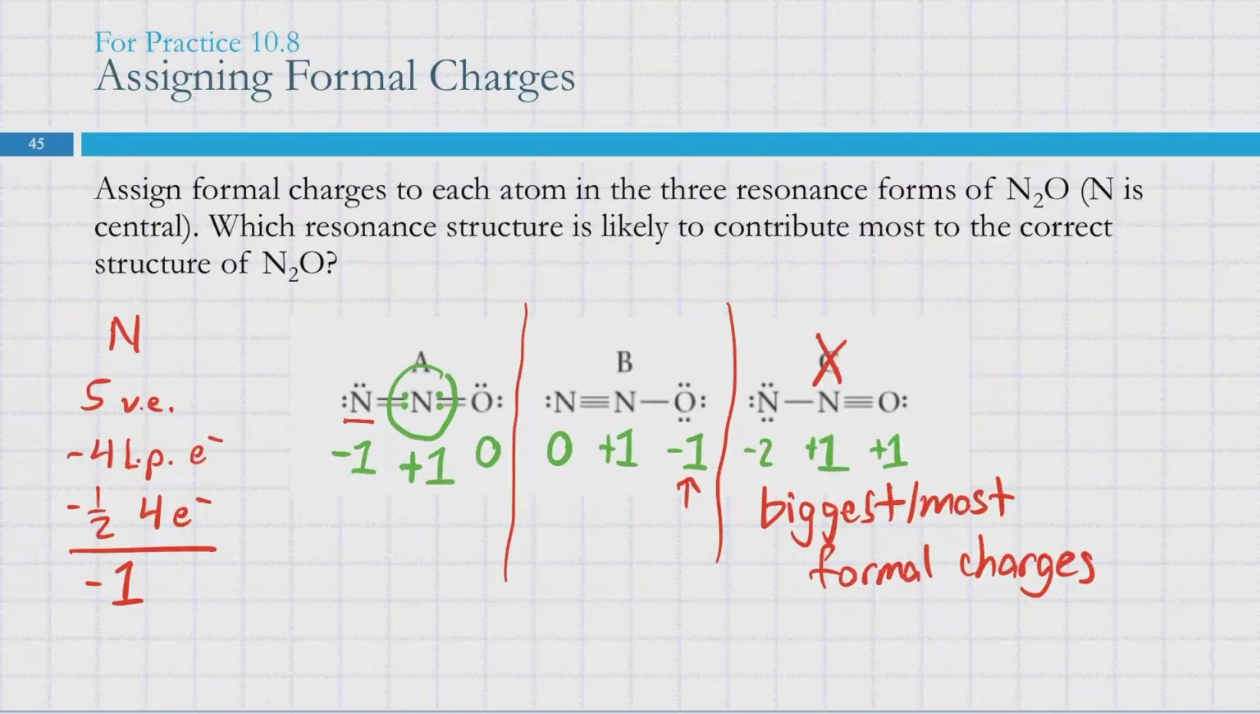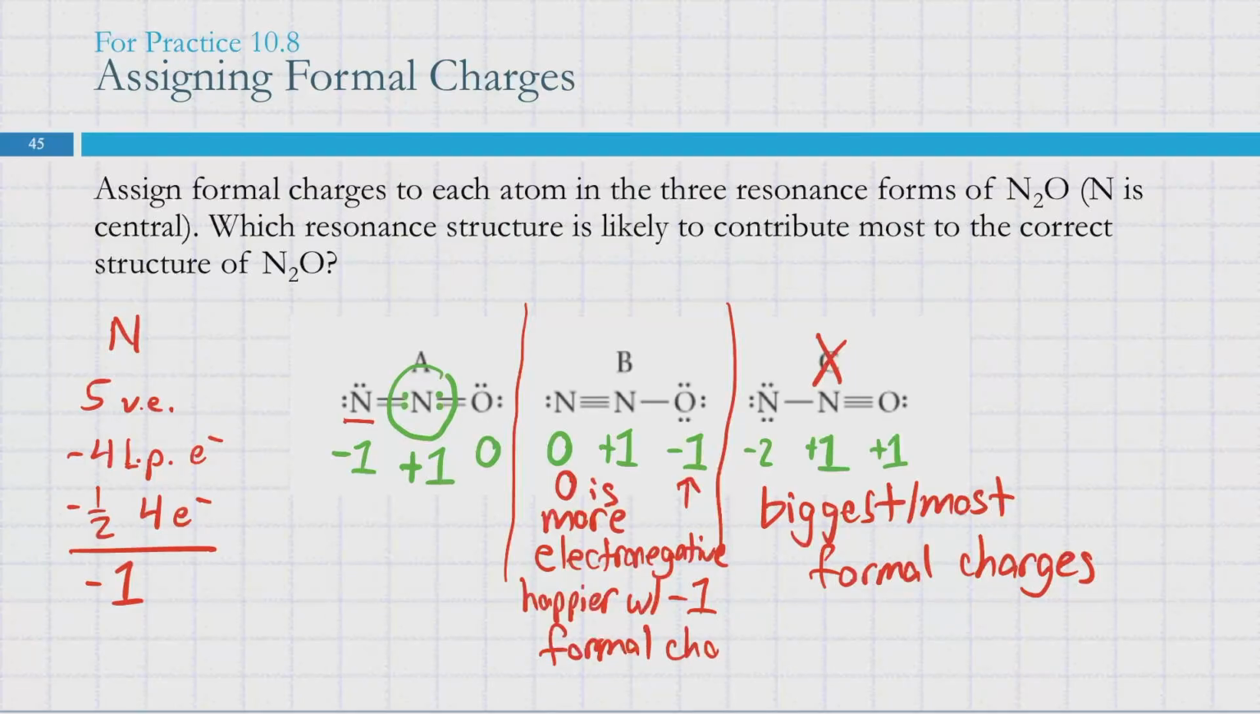We could also look it up. So oxygen is more electronegative, happier or more stable with the -1 formal charge. So B is most likely to contribute, or likely to contribute most, rather, to the correct structure of N2O. Questions?